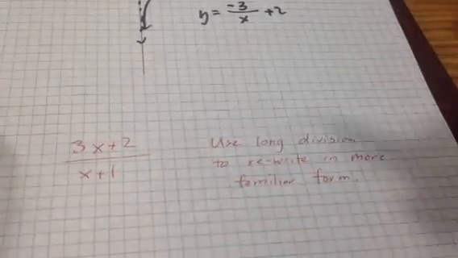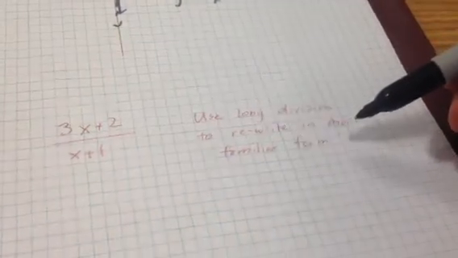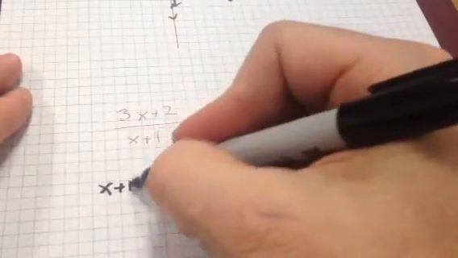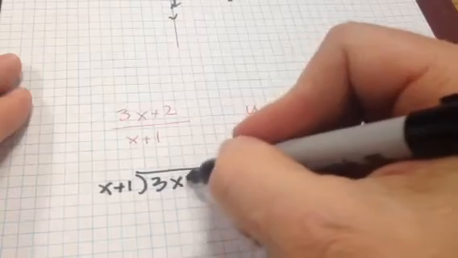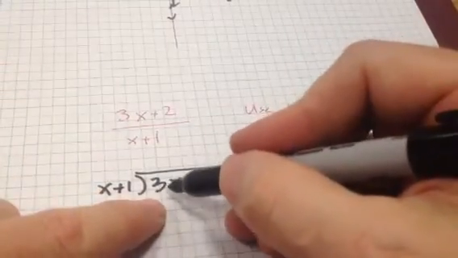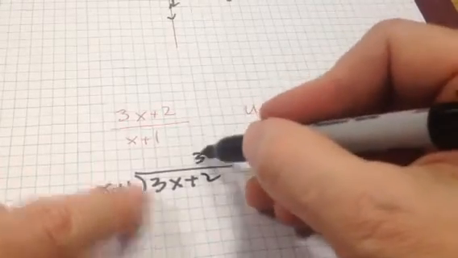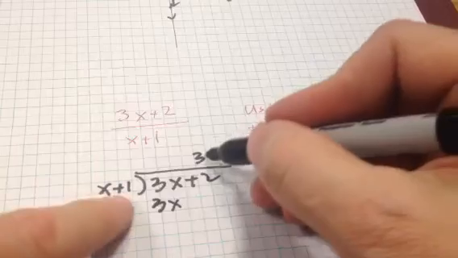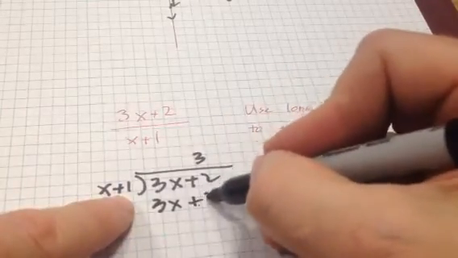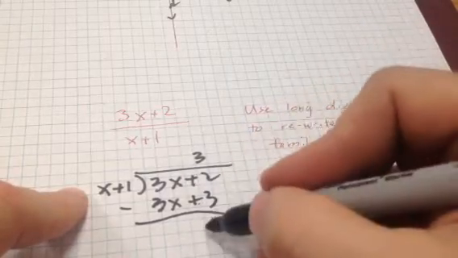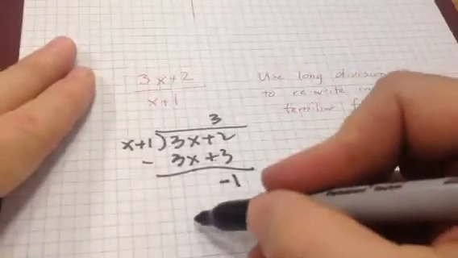And then my last one is, occasionally you will be given a weird problem that looks like this. And you may even be given specific instructions to use long division to rewrite in a more familiar form. So long division just looks like this. x plus 1 is dividing 3x plus 2. I need to think, what do I multiply the x by to get 3x? Because I'm trying to subtract to make that go away. So times 3. 3 times x is 3x, but then I've got to distribute the 3 to the 1 as well. That's plus 3. I'm going to subtract all that. 3x minus 3x is 0. 2 minus 3 is -1. So the answer here is 3.